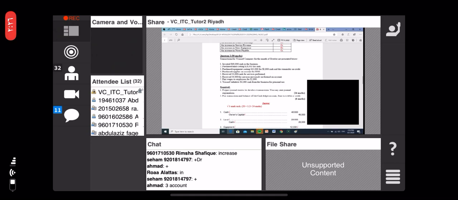So how many accounts in debit and how many accounts in credit? In debit, we will say cash 20,000 and bank 20,000 to capital 40,000. We know in a journal entry, in the double entry system, we need to have balance between debit and credit. Okay, so we have cash, bank, debit, capital, credit.